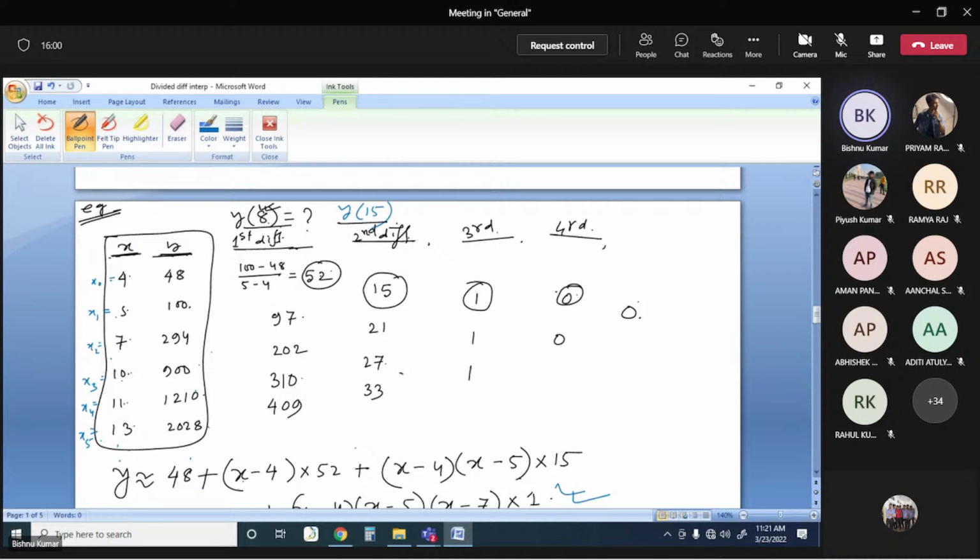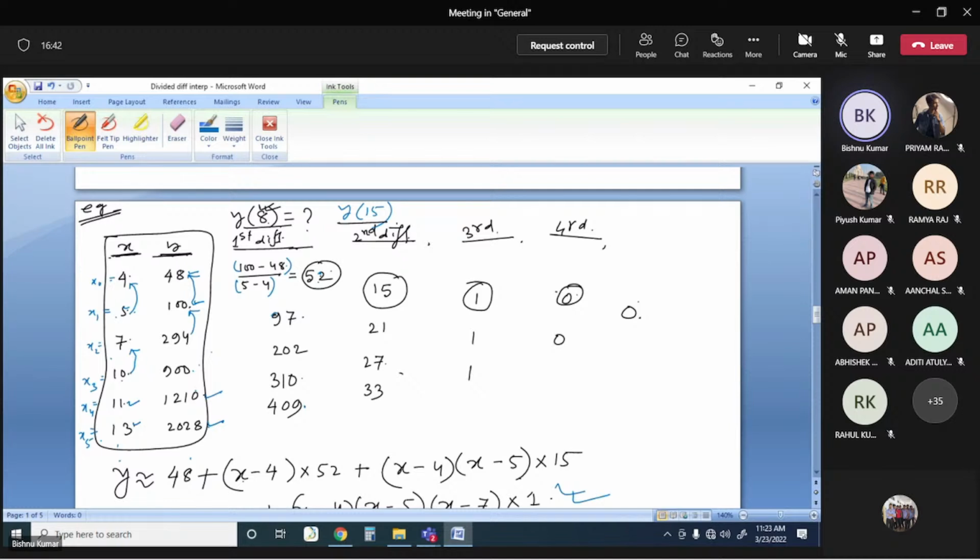Subtract 294 from 900 and divide by 10 minus 7. This will be 202. So in that way, can you complete the first difference column? Is the process clear or not? Because after that, I don't think we will solve too many numerical examples. You just try to understand nicely. Similarly, to calculate the last value, subtract this one from here, divide by 13 minus 11, and that will be 409. In this way, 52, 97, 202, 310, and 409 are the first difference column.